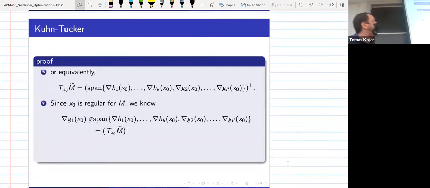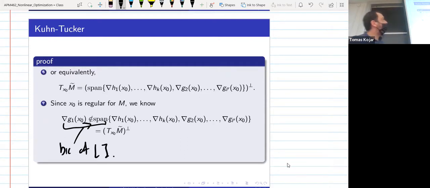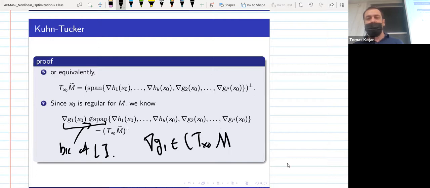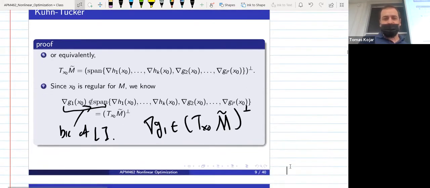Now, since these gradients are linearly independent, this guy will not be in the span, right? This is from linear algebra. So because of linear independence, this constraint cannot be in the span. In other words, the gradient of G1 will be in the complement of this restricted surface where we remove the G1 constraint. I will draw pictures on the intuition. I will do the simple proof, then I will explain what's happening. Let me just go through the motions.